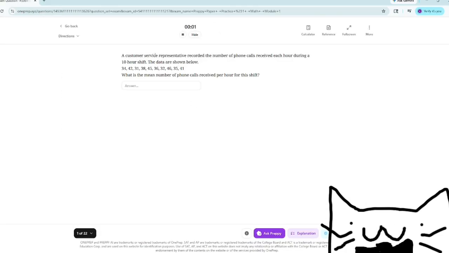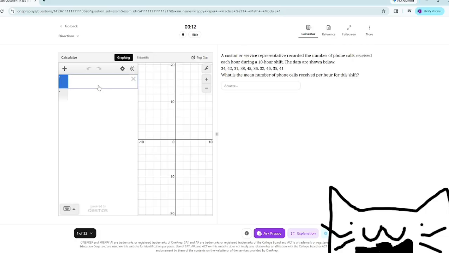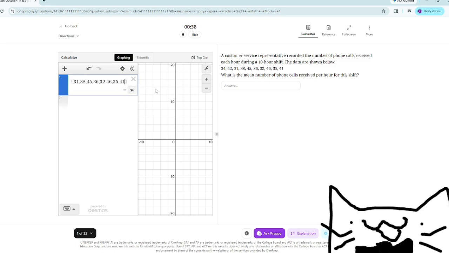Okay, a customer service question. We're given a data set, and we're trying to find the mean number. You don't even need to know the formula for the mean; you can just type mean, and this will essentially give you the mean of anything you put in these parentheses. So we want to find the mean of 34, 42, 31, 38, 45, 36, 32, 46, 35, and 41. And this is our mean, which is 38.